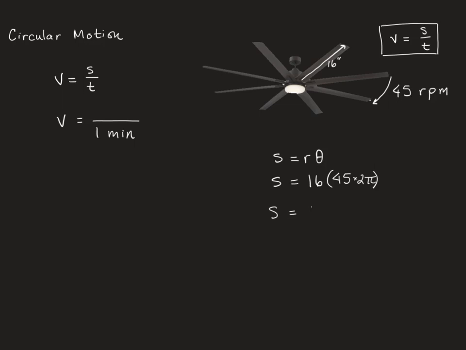That works out to be 1,440 pi. So in 1 minute, a fly or a speck of dust right on the tip of one of these fan blades will travel in an arc that covers 1,440 pi inches. So that's my s, and that goes here in the formula.